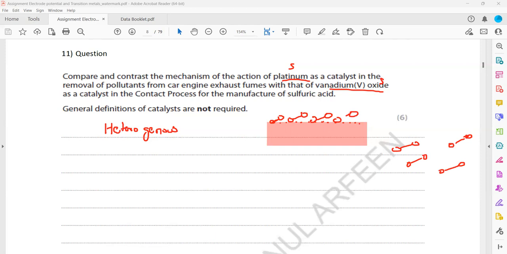So as a result of a heterogeneous catalyst, they adsorb the reactants. These are the points which you should always mention to score the marks. First is identifying the type of catalyst, because homogeneous catalysts work by being easily oxidized and reduced. So first they are oxidized, then reduced, or first reduced, then oxidized. But overall it does not change, that's why we say they are catalysts. But heterogeneous catalysts adsorb the reactant particles.